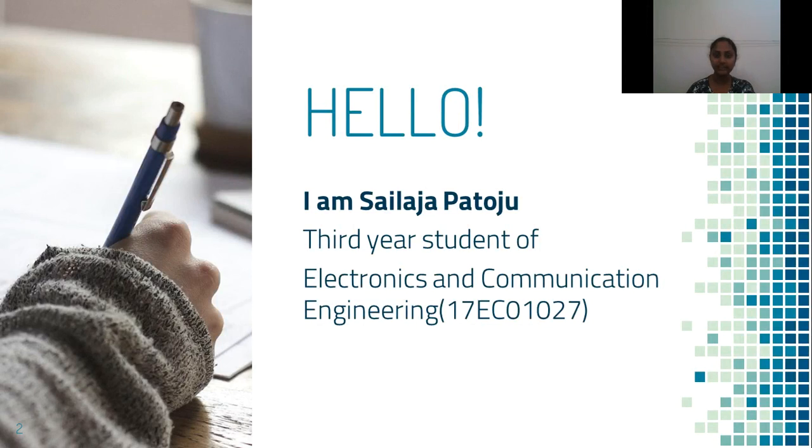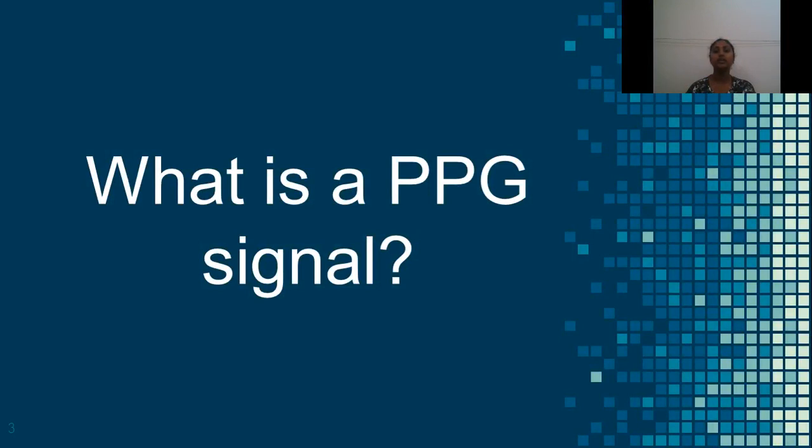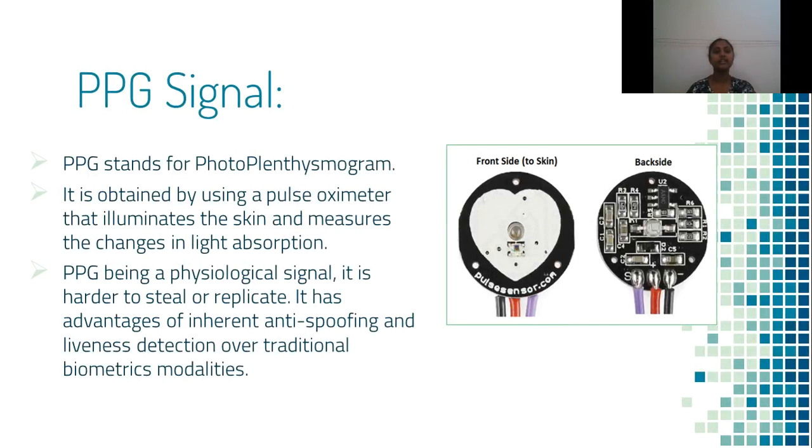So, hello once again. I am Sailaja Patoju, third year student of Electronics and Communication Engineering. The real-time signal that we are considering here is the PPG signal. Before getting to the experiment, let us first know what a PPG signal is. PPG stands for photoplethysmogram signal. It is obtained by using a pulse oximeter that illuminates the skin and measures the changes in light absorption.